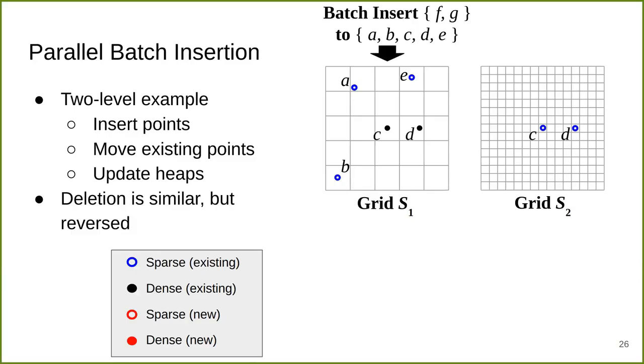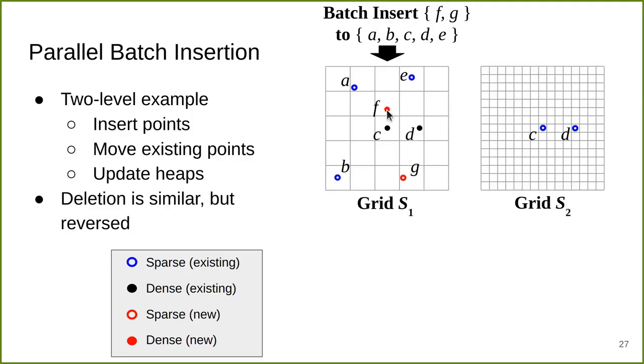So here's an example of a parallel batch insertion. Here I used a simplified example consisting of only 2 levels. As we can see, the data structure contains 5 points, A, B, C, D, E, where A, B, E are sparse and C, D are dense. C, D are also present in grid S2, but in this example, they are both sparse in S2. We want to insert points F and G in parallel. Suppose this is where their coordinates are.